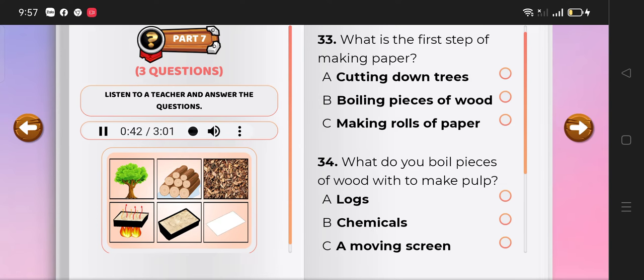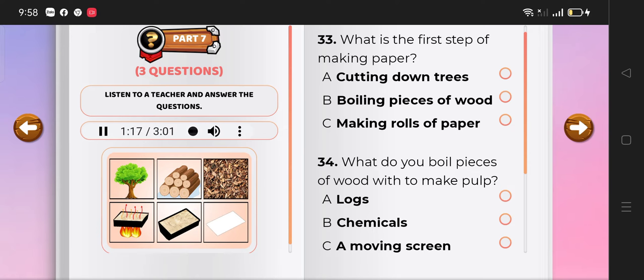It all starts by cutting down the trees. The logs are then sent to a paper factory. Then they are cut up into pieces and boiled with water and some chemicals. After a while, they become pulp. This pulp flows onto a moving screen, where most of the water is taken out, until the pulp turns into paper.